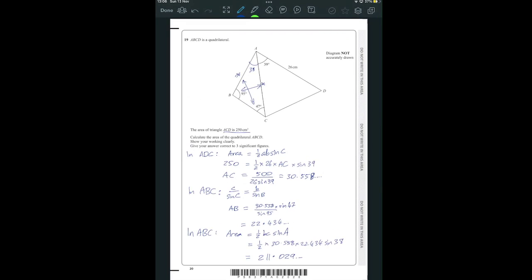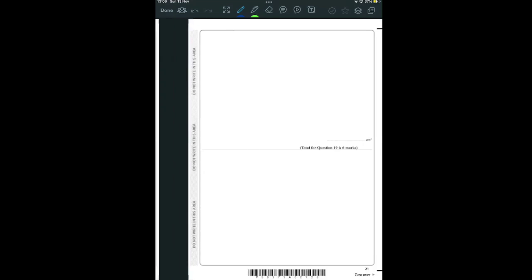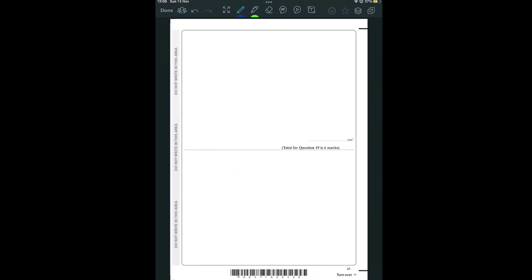Now our question wanted the area of the entire quadrilateral. I've got the area of ABC and we've been told the area of ACD. So now I just need to add those two things up. There is more space on the next page. So our total area is that 211 we've just calculated, 0.29, plus the 250 given in the question, which is 461. Question wanted 3 sig fig, and you can see that I can't have got this wrong. The 3 sig fig is very close to 461.